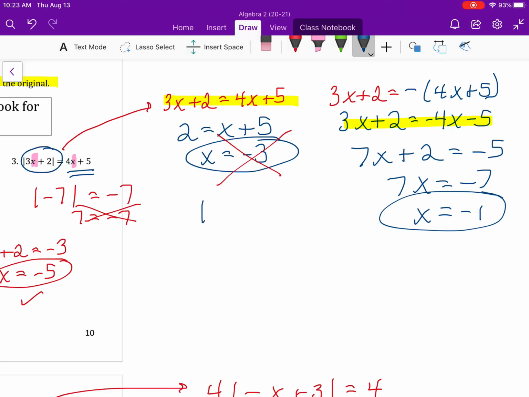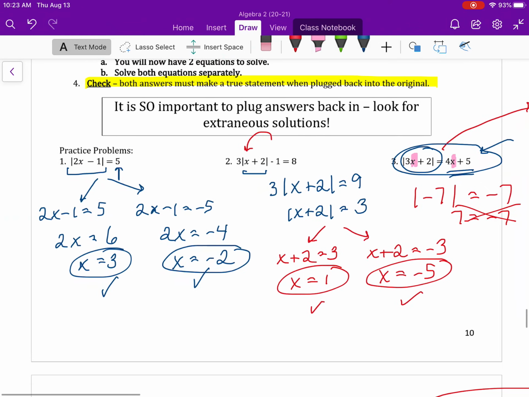If I plug in negative 1, over here I would get the absolute value of negative 1 equals 1. This happens to be true. So this one's okay. So you have to check your answers just in case you get something. It's really important when there's a variable on the right side. That's when it's particularly important to check your answers. So just be thinking about that.